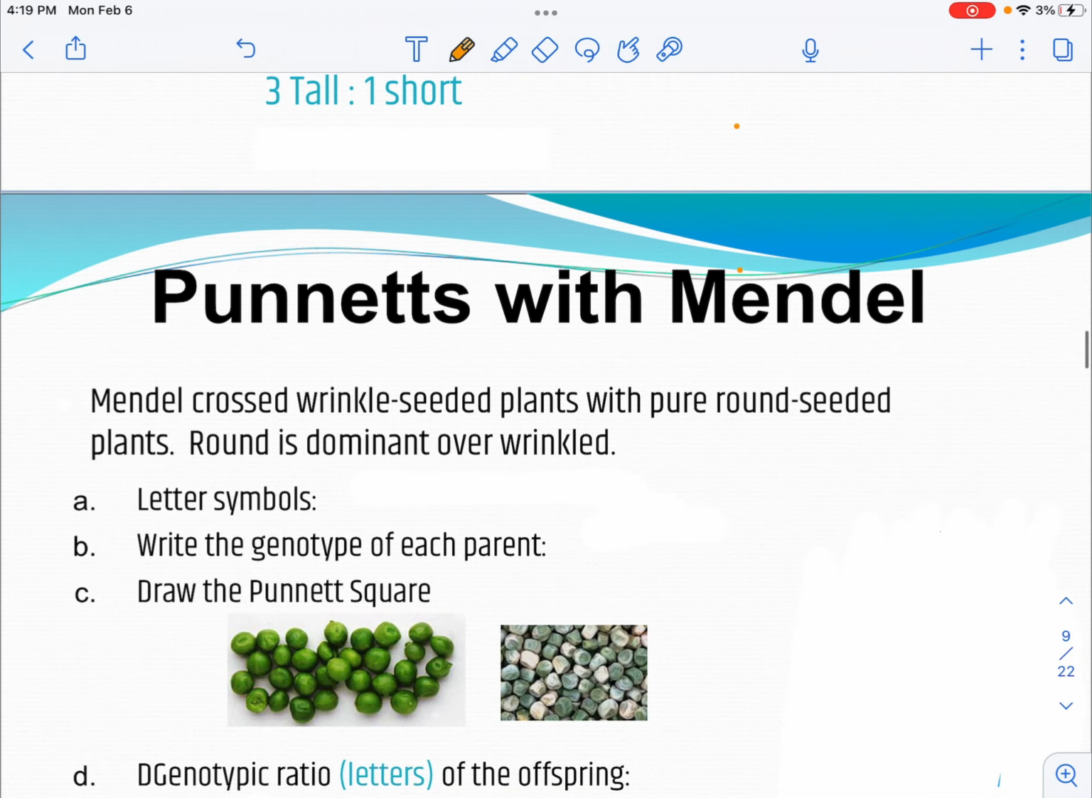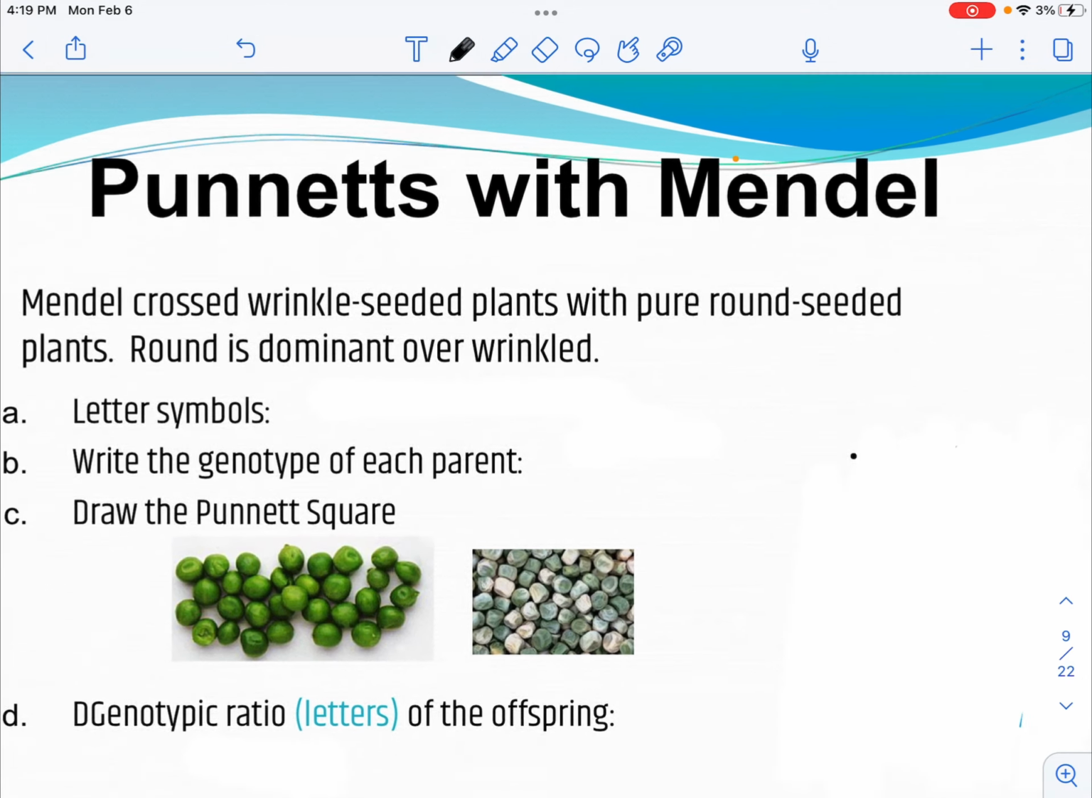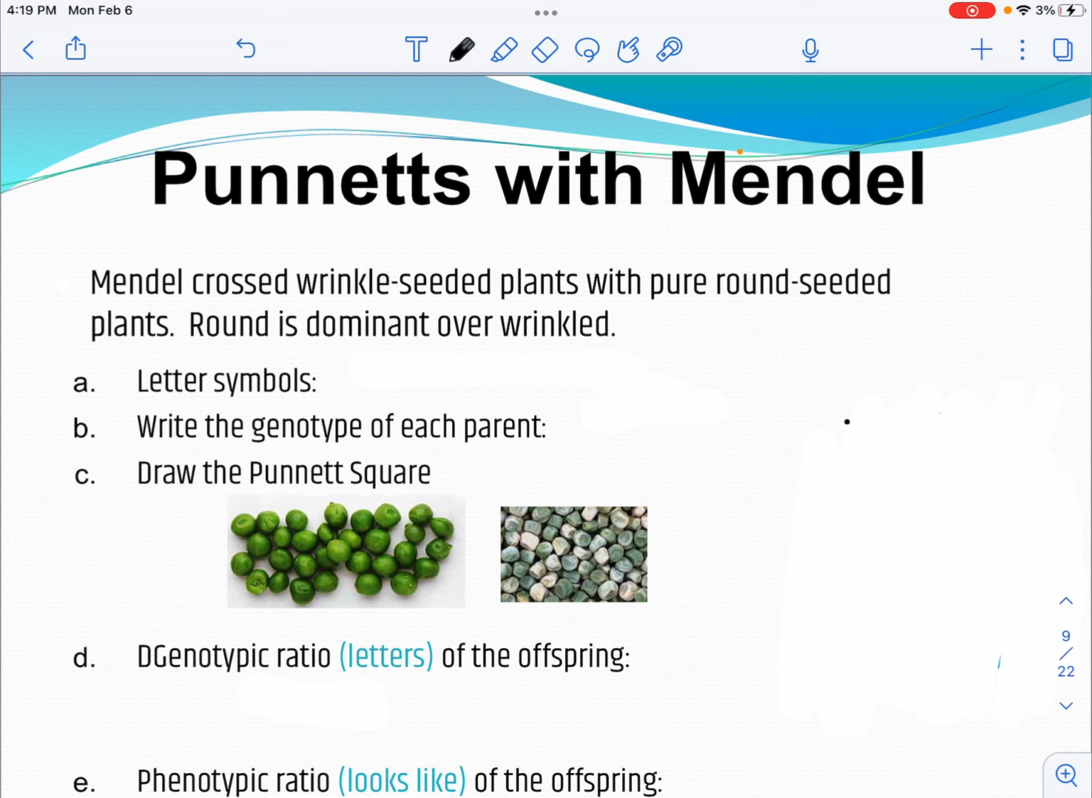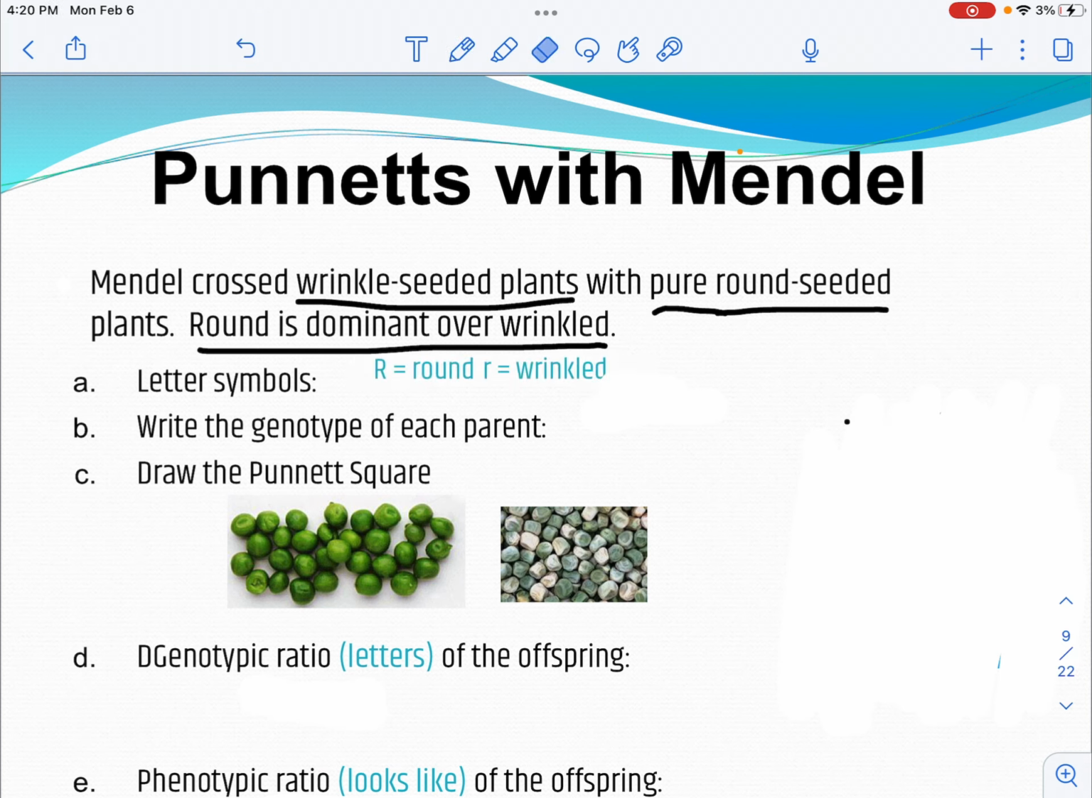Another practice problem here, because who doesn't love practice problems? So, different plant here, different idea, different trait. We are now looking at wrinkled seeds and round seeds. Round is going to be dominant over wrinkled. Another key word here is pure. So let's first start out with our combinations. Round is going to be dominant, so we're going to use big R for round, little r for wrinkled.